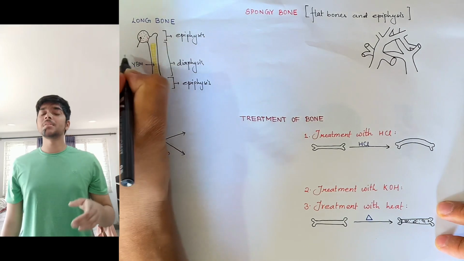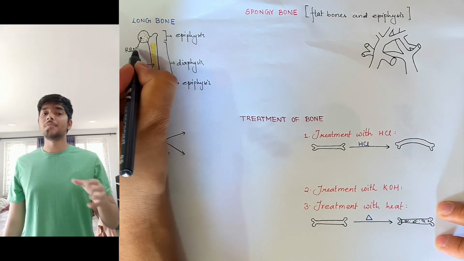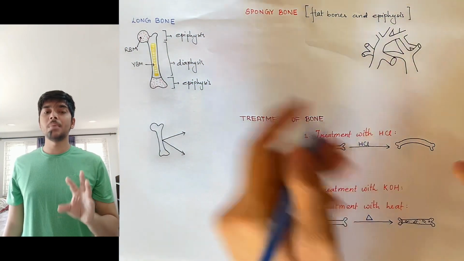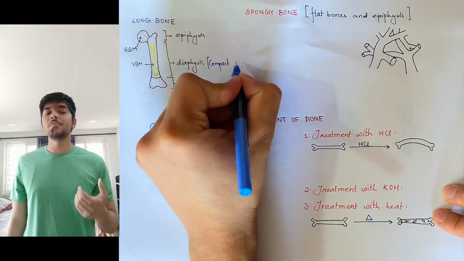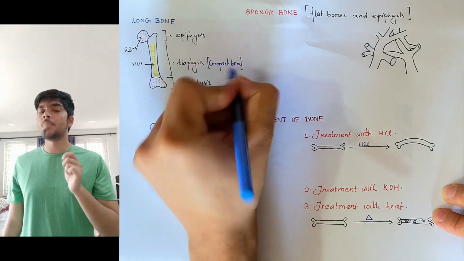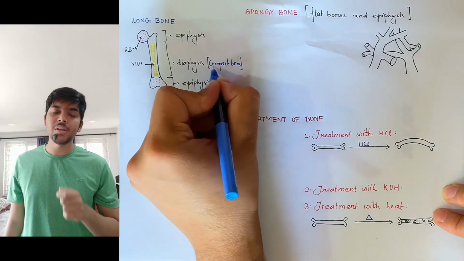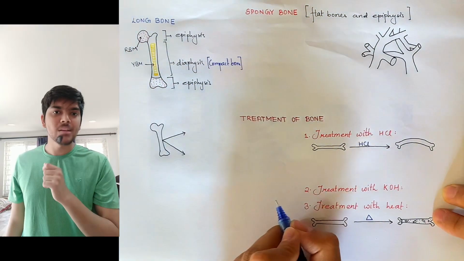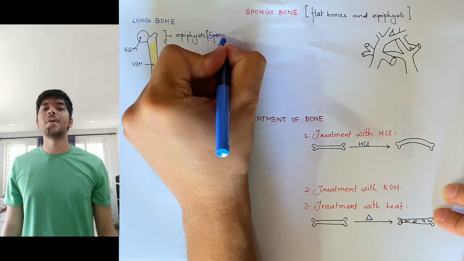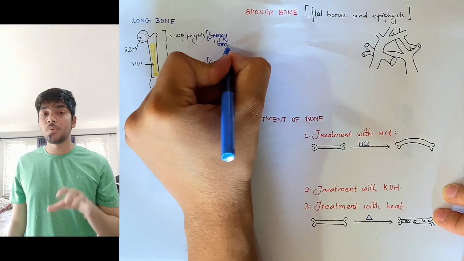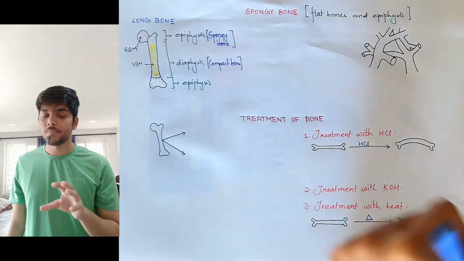Okay, in the previous lecture we have already learned about diaphysis, and we now know that the bone that makes up the diaphysis region of long bone is none other than compact bone. However, in epiphysis you find spongy bone. That's what we are going to deal with today.